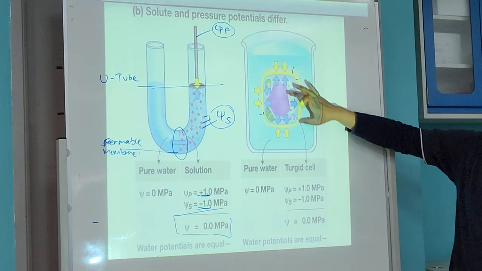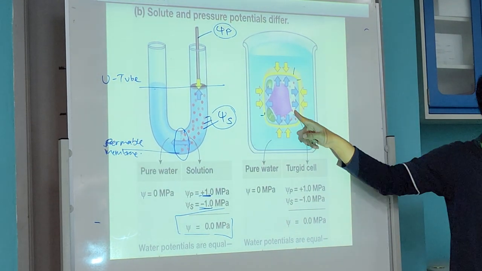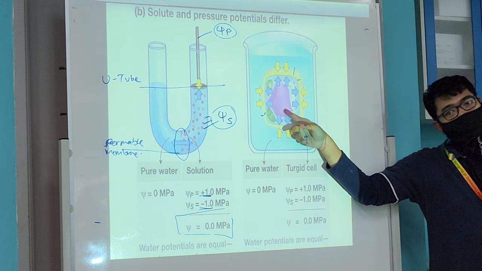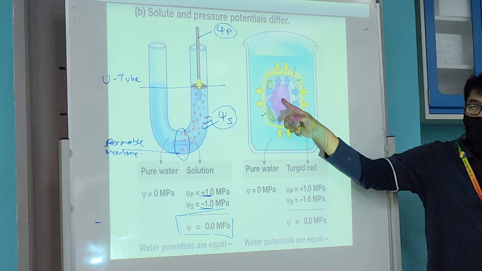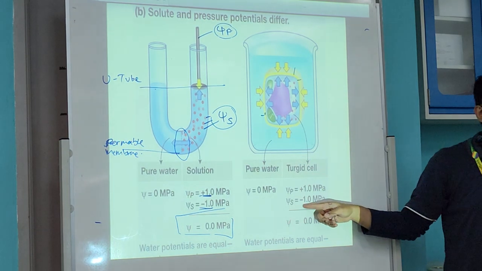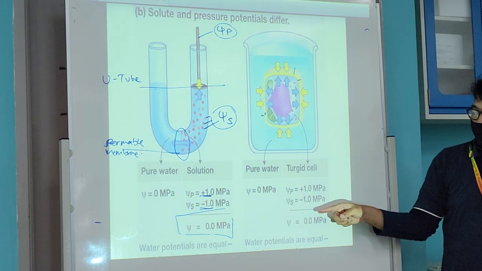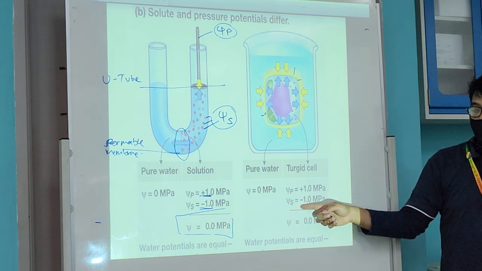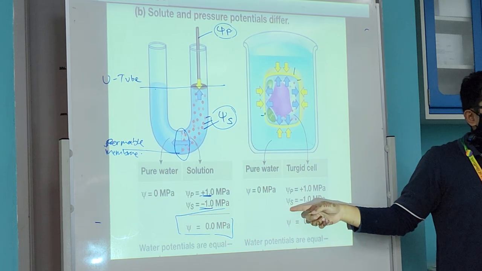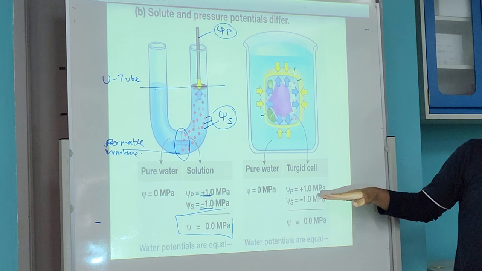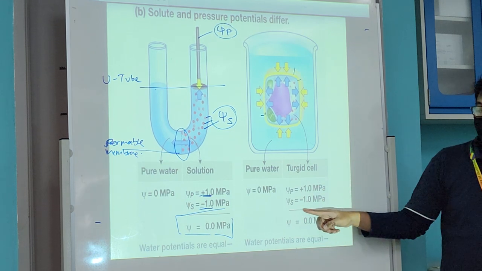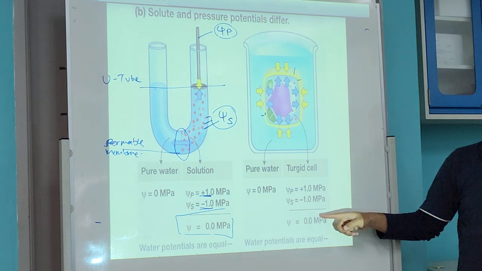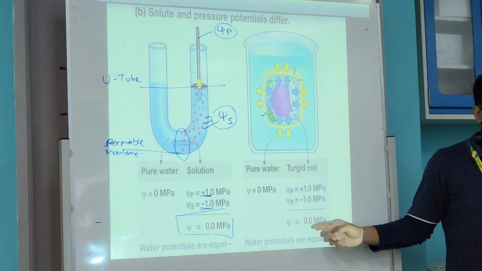And then in the cells, it's not pure water, because in the cell, you got sugar, you got amino acids, you got ions and so on. So that is contributing to the impurities, thus bringing down the megapascal of the solute potential. But again, when both of them are cancelling out, your water potential is still zero.